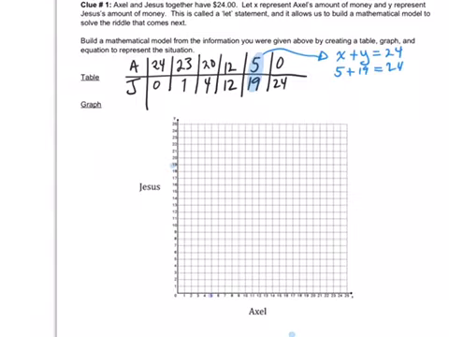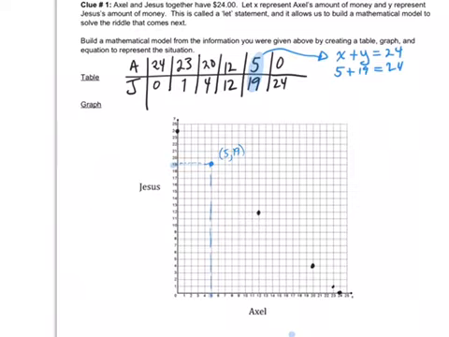And so if you look down at the graph, you can see the ordered pair represented by 5, 19 as a single point on the graph. And I will go ahead and graph the other remaining points. 24, 0, 23, 1, 20 and 4, 12 and 12, 5 and 19, and 0 and 24.